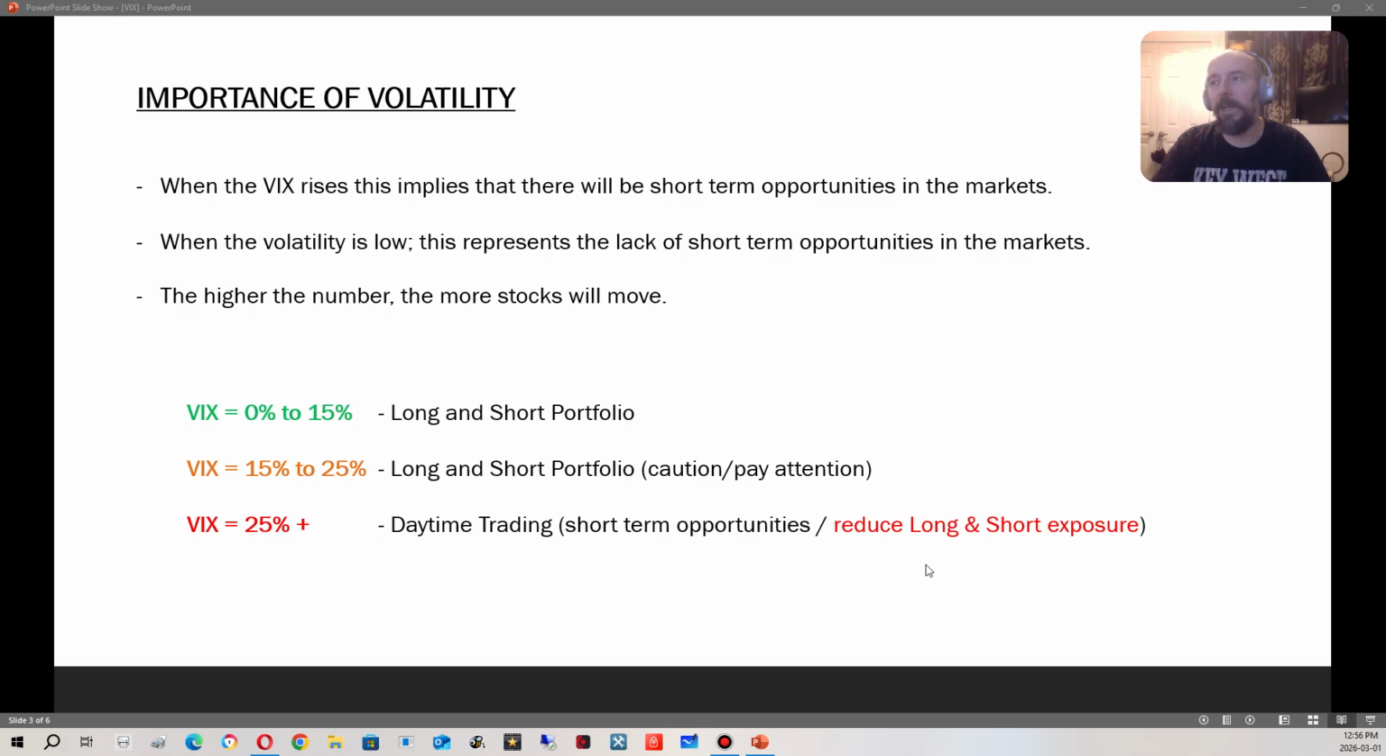VIX above 25%, we have to reduce long and short exposure by about 50%, meaning if you're 100% invested and all your capital is in stocks, you're going to want to de-risk 50% of that. You don't necessarily have to close off everything that you have in there, but it's good to reduce the position sizes and raise capital for opportunities.